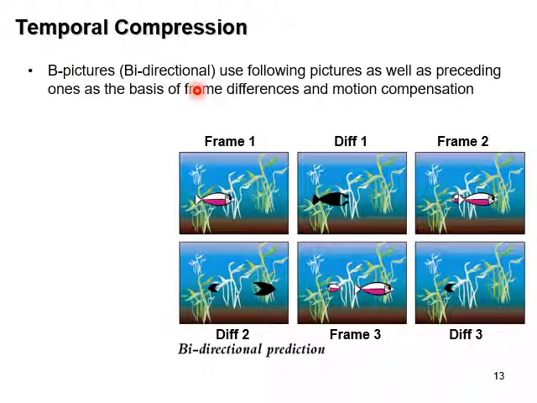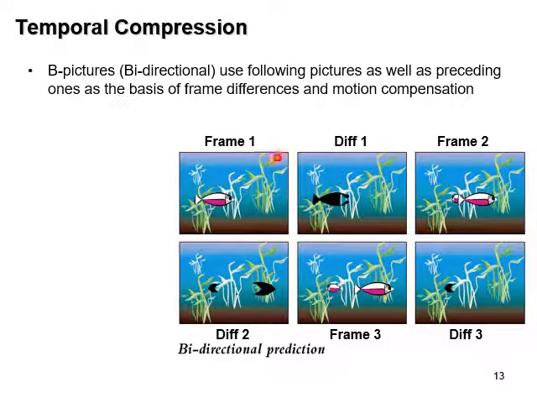So this one is actually trying to do more than what we can do with predictive coding, even with the predicted pictures, even with motion compensation, which uses the bidirectional pictures. They use the following pictures as well as the preceding one as the basis of frame differences and motion compensation. So this bidirectional frame is not only going to rely on the previous frame, it will also take into account the next frame and try to see if we can make use of the previous and the next frame to save more in terms of storage.